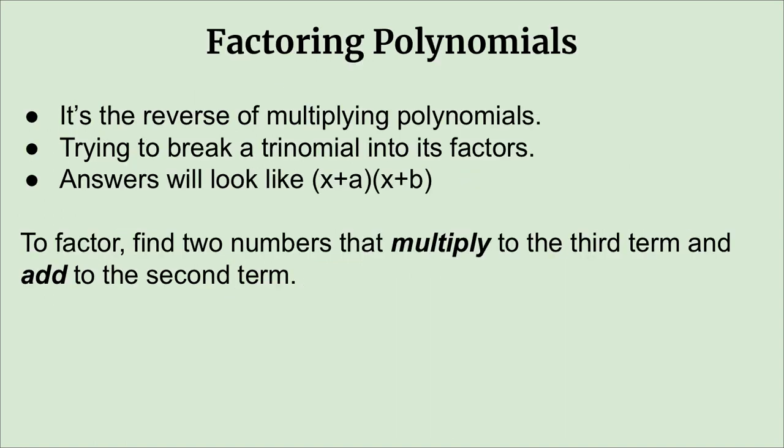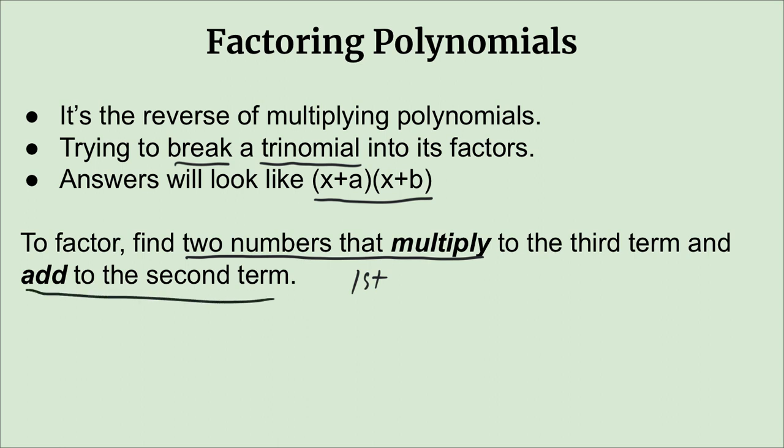For today's lesson, we're going to be doing what's called factoring, which is undoing what we just did. On the last slide, we were basically distributing or multiplying binomials out into a trinomial. Now we're going to take a trinomial, break it up, and the answer is going to look like our two binomials. We do this by first finding two numbers that multiply to the third term, so that's our first step, and add to the second term.